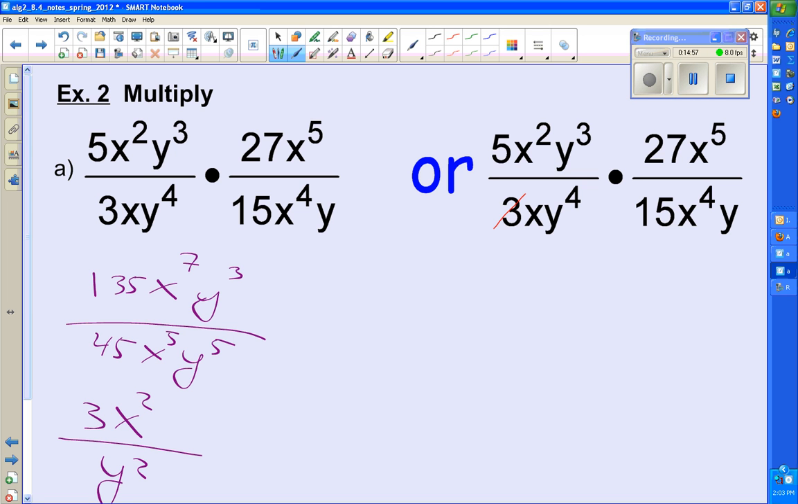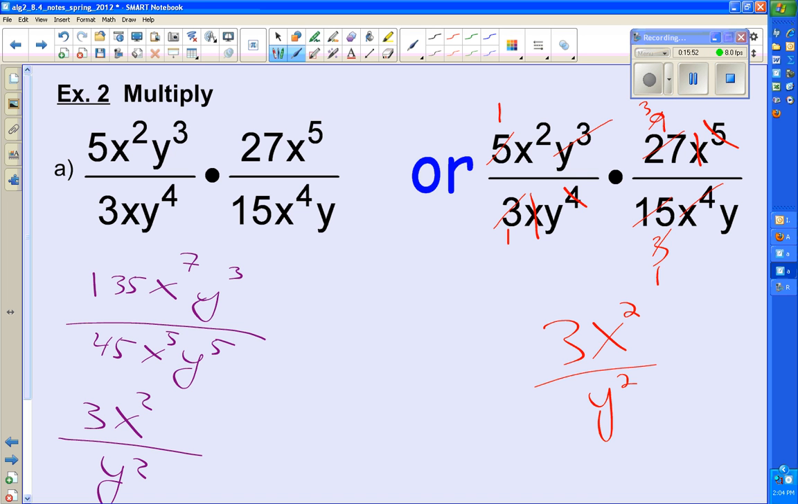You can cross cancel the 3 with the 27. You can cross cancel the 5 with the 15. You can cross cancel this 3 with this 9. You can cross cancel the x to the 4th with x to the 5th. You can cross cancel this x with the remaining x here. You can do these y's with 3 of those y's. And now you have to say, well, what the heck do I have left? It looks like I have an x squared and a 3. And you have a y and nothing but another y. It looks like y squared.